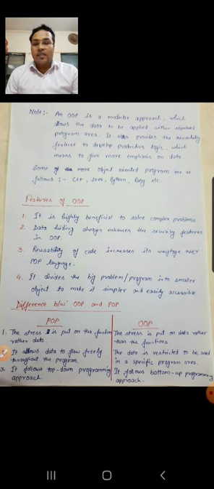Second difference, POP allows data to flow freely throughout the program, whereas the data is restricted to be used in a specific program area in object oriented programming language. POP follows a top down approach, whereas object oriented always follows a bottom up programming approach. So this is the difference between POP and OOP.